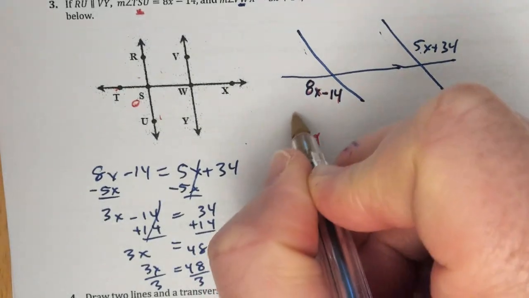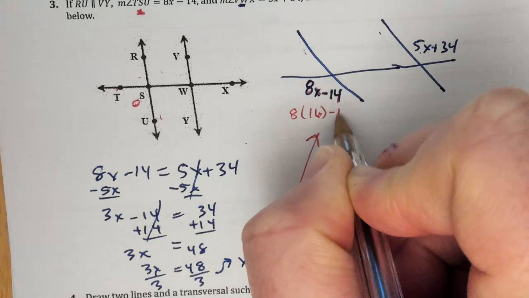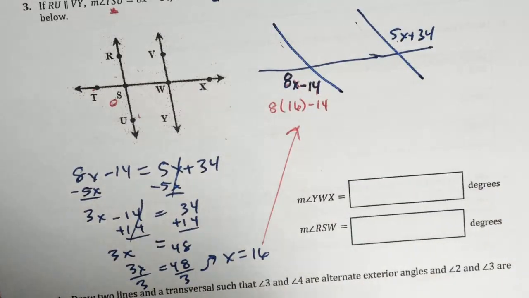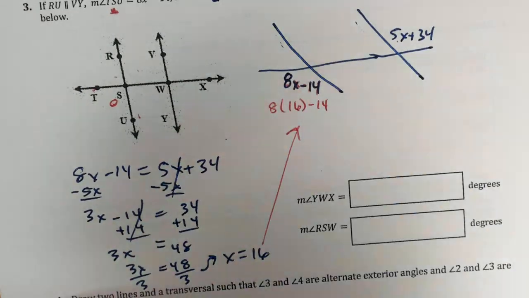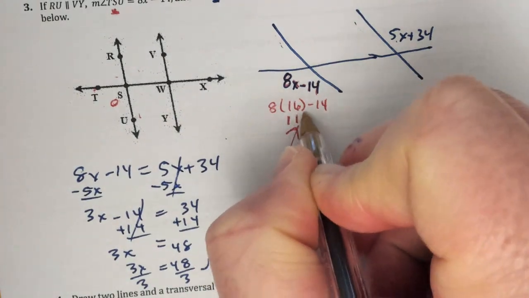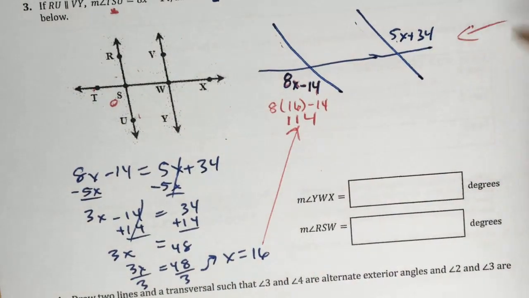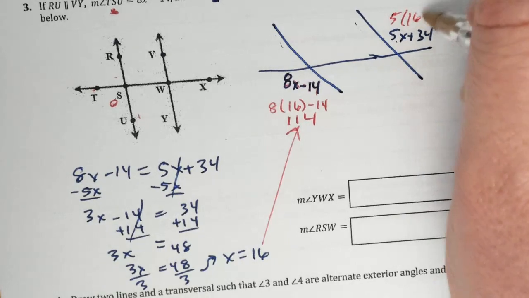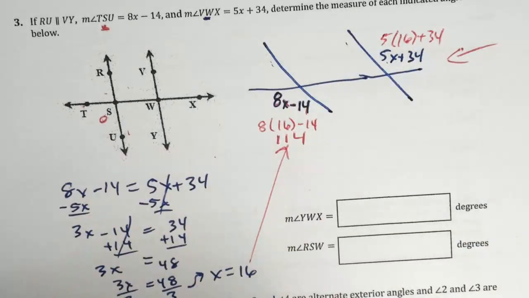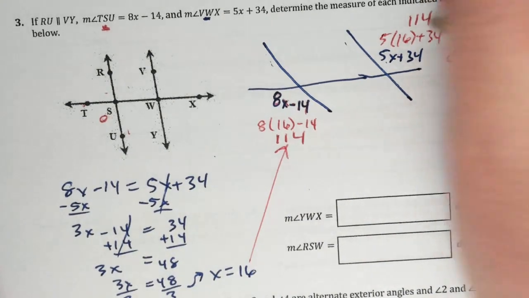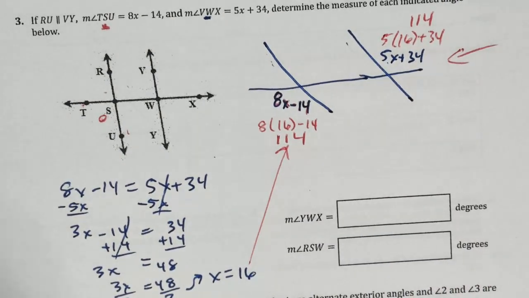I'm doing 8 times 16 minus 14. So 8 times 16 minus 14, and this would be 114. And I do it to this one as well. 5 times 16 plus 34. So 5 times 16 plus 34, we pop out with 114. And they were supposed to be equal, so that's great.